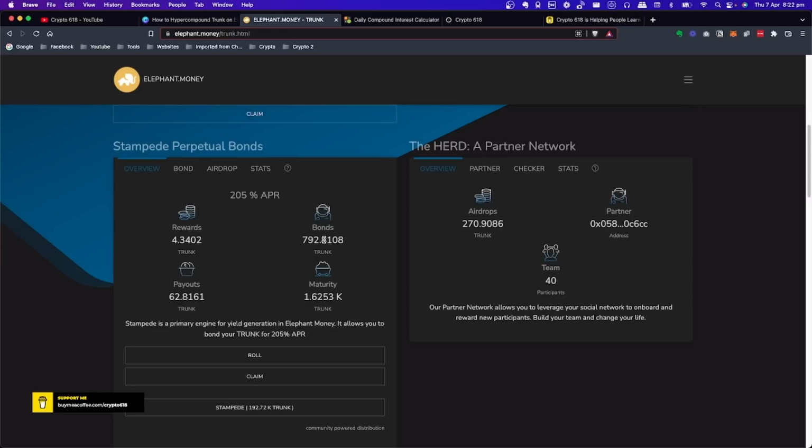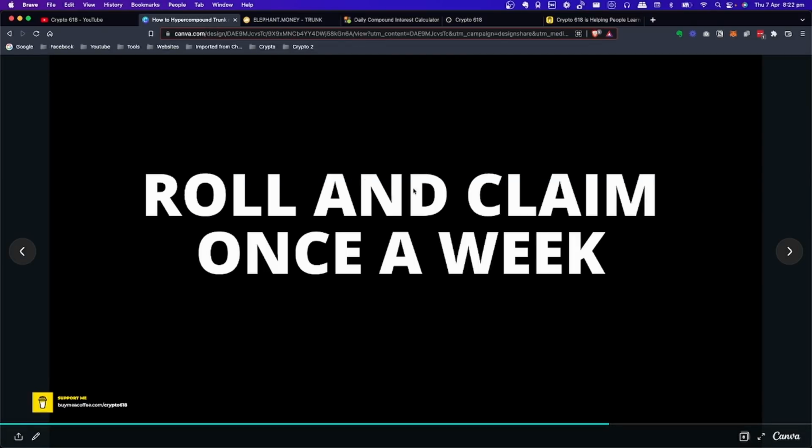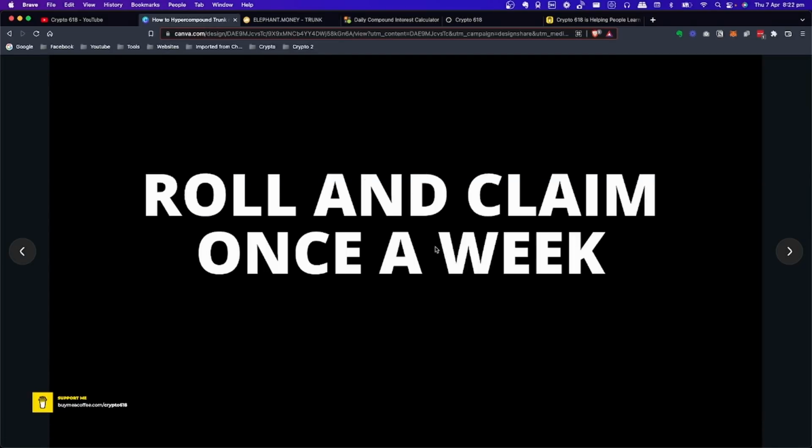Bonds is always 2.05x. And that will give it the maturity. So that times 2.05 gives the maturity. And when payouts equal maturity, there's no more money to be paid out. So just be aware of that. So when we go back to rolling and claim once a week, I'll show you in this example next why you would want to do that.